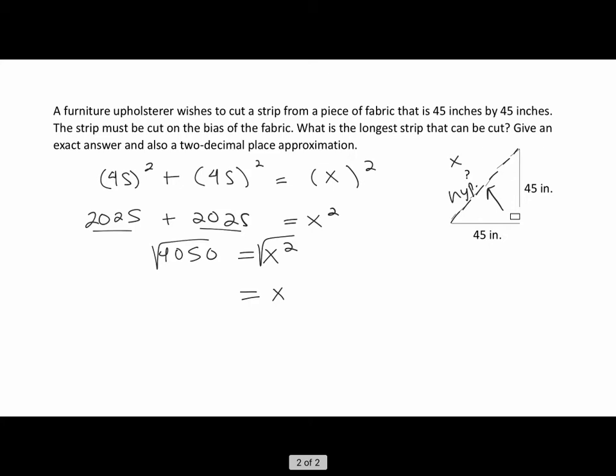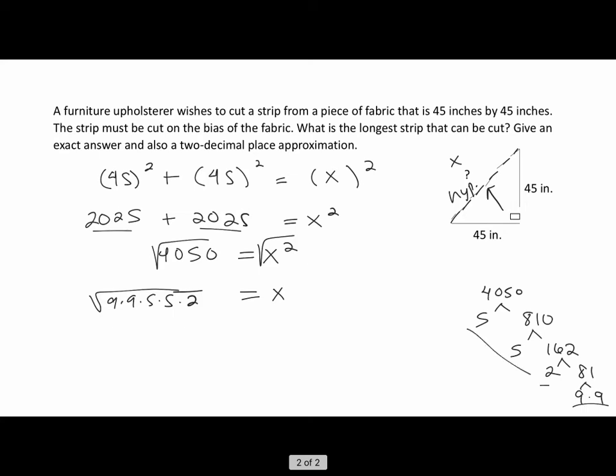And the square root of 4,050, I don't know. It's not a whole number, so I'm going to break this down. Let's break 4050 down. It ends in a 0, so it's divisible by 5. That'll go in 810. And then 810 divides by 5. That's 162, which is even, so it divides by 2 times 81. And I know 81 is 9 times 9. Which isn't prime, but I'm looking for squares, so I'm going to leave it as 9 times 9 times 5 times 5 times 2. Okay, that's everything.